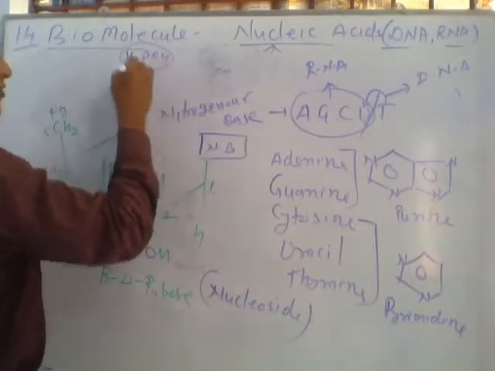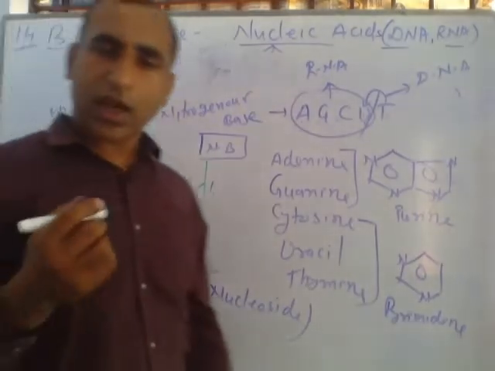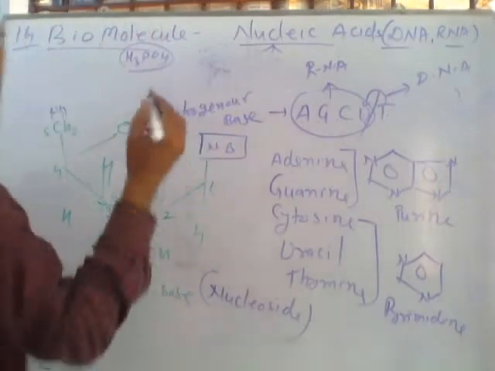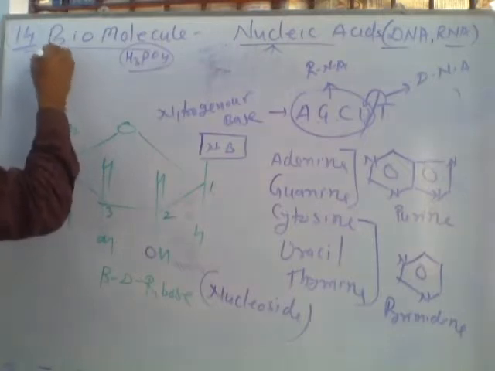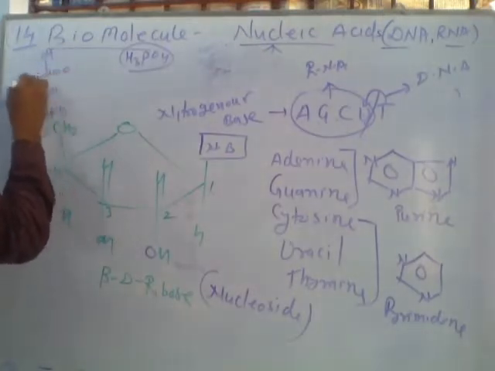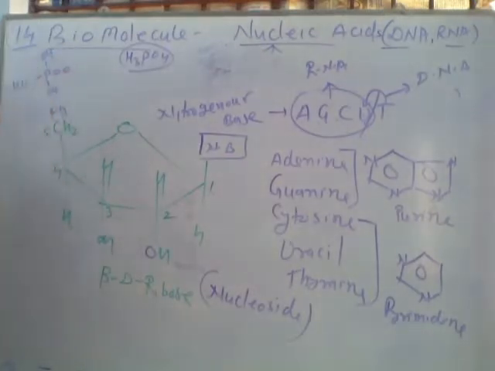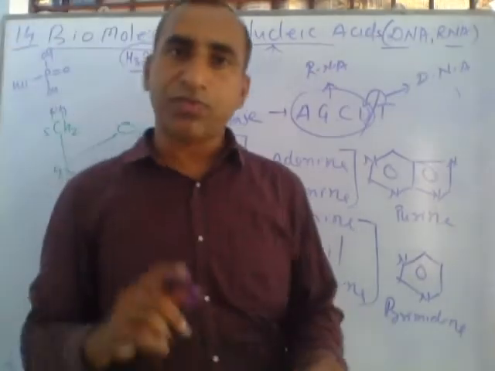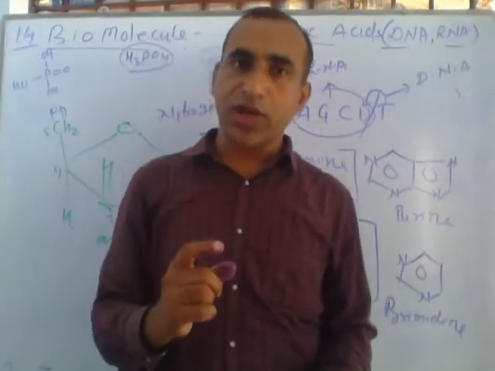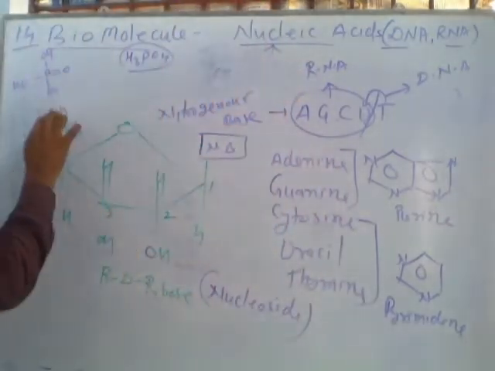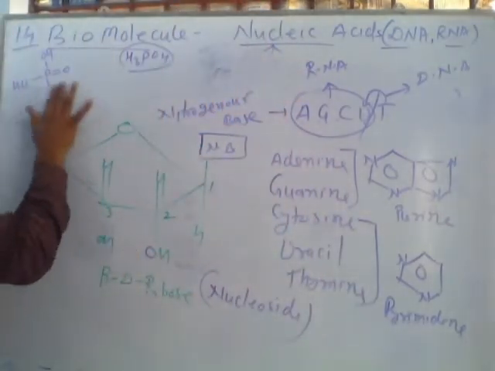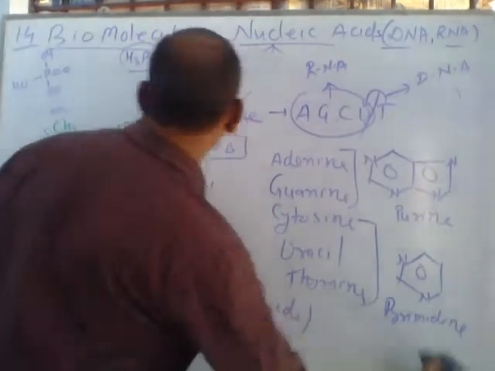H3PO4. This is called phosphoric acid. Can you draw the structure of phosphoric acid? Phosphoric acid is of this type: P double bond O, OH, OH and OH. This is phosphoric acid. The OH group from phosphoric acid and the OH group from the fifth carbon of ribose, these two join together with a new bond.